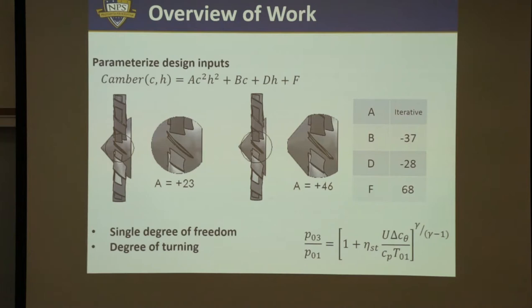So CP and gamma are both constants for our working fluid. T01 was a constant for our problem. U is also a constant. Efficiency is a byproduct of our compressor design. So the only real way of affecting that pressure ratio was, in fact, the degree of turning, delta C theta. And we chose A, though that turning rate could also have been achieved iterating over B or D.